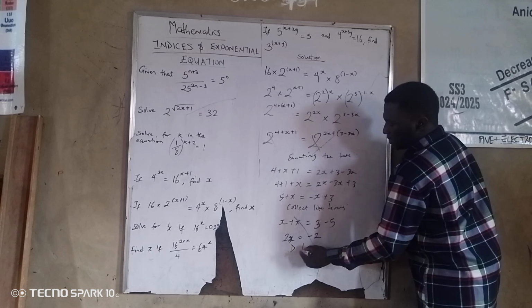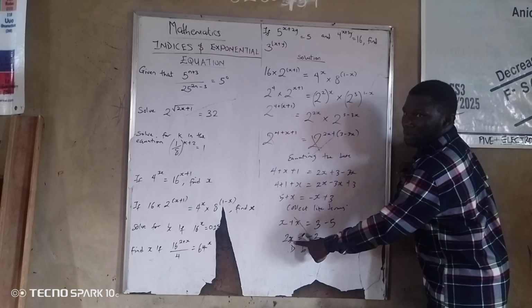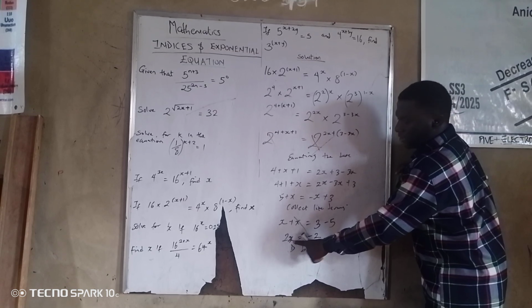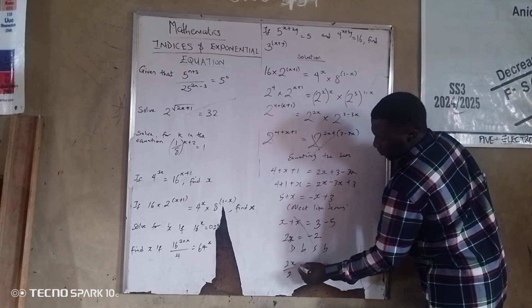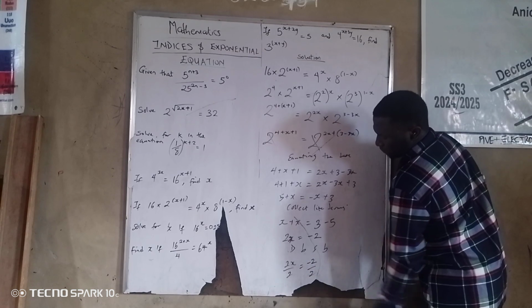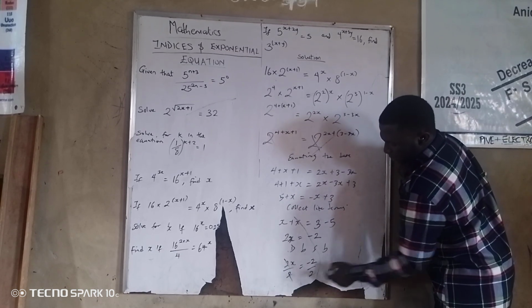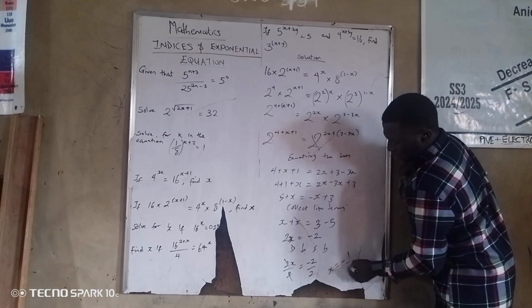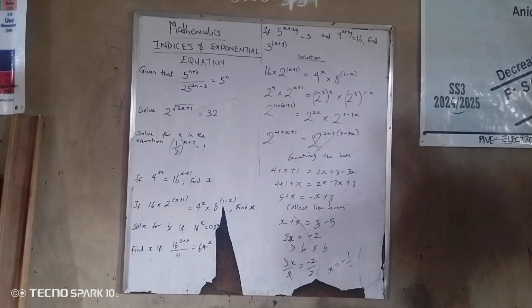So when you divide both sides by the coefficient of x, the coefficient of x is 2. So when you divide both sides by 2, you have 2x over 2 equals to minus 2 over 2. So x will be minus divided by plus is minus. 2 divided by 2 is 1. So the value of x here is 1 in this question.